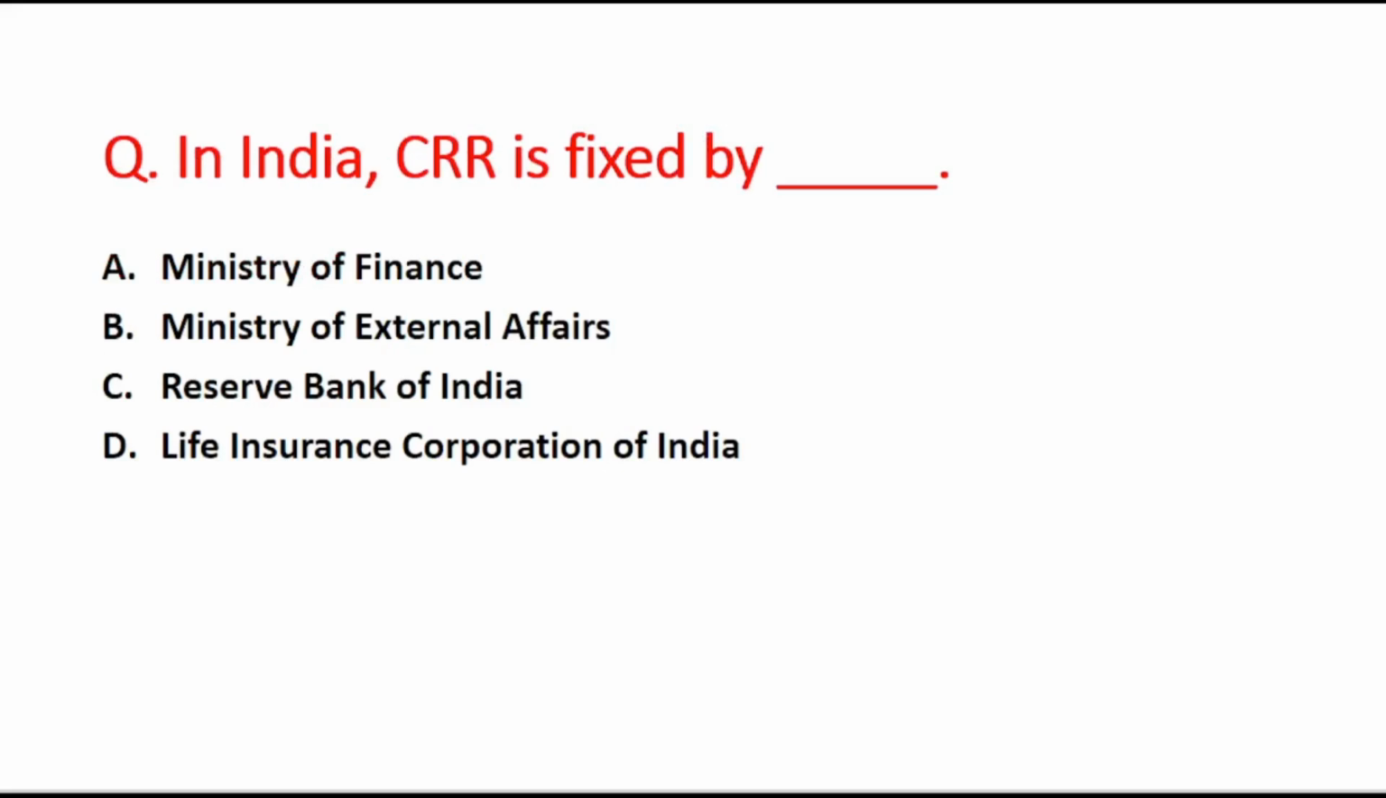Next question is, in India, CRR is fixed by blank. That is, CRR means cash reserve ratio. A option is Ministry of Finance, B is the Ministry of External Affairs, C option is the Reserve Bank of India, and the last option is Life Insurance Corporation of India. So CRR is fixed by the RBI. So option C is the right answer.